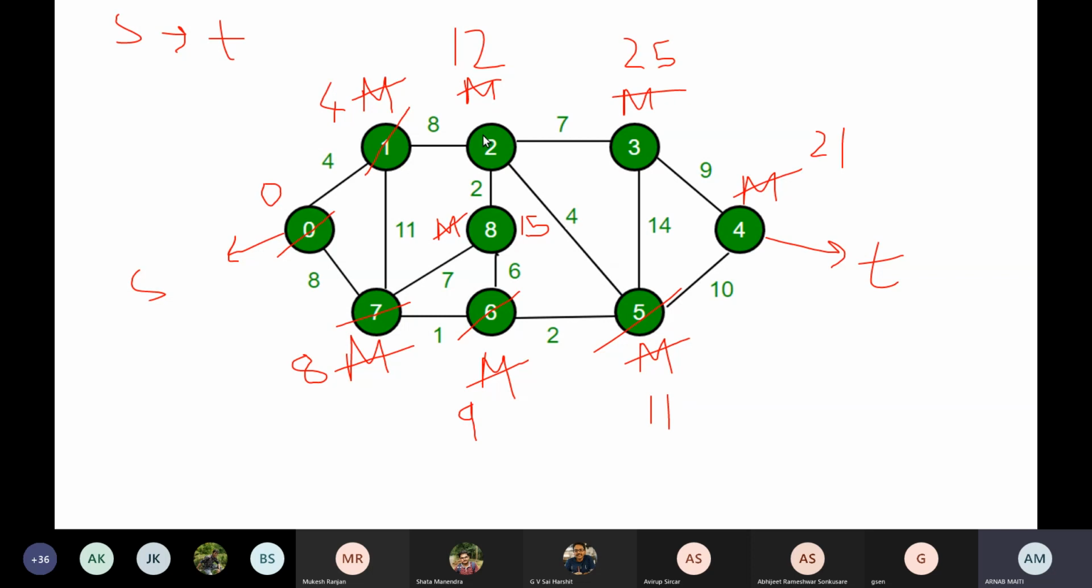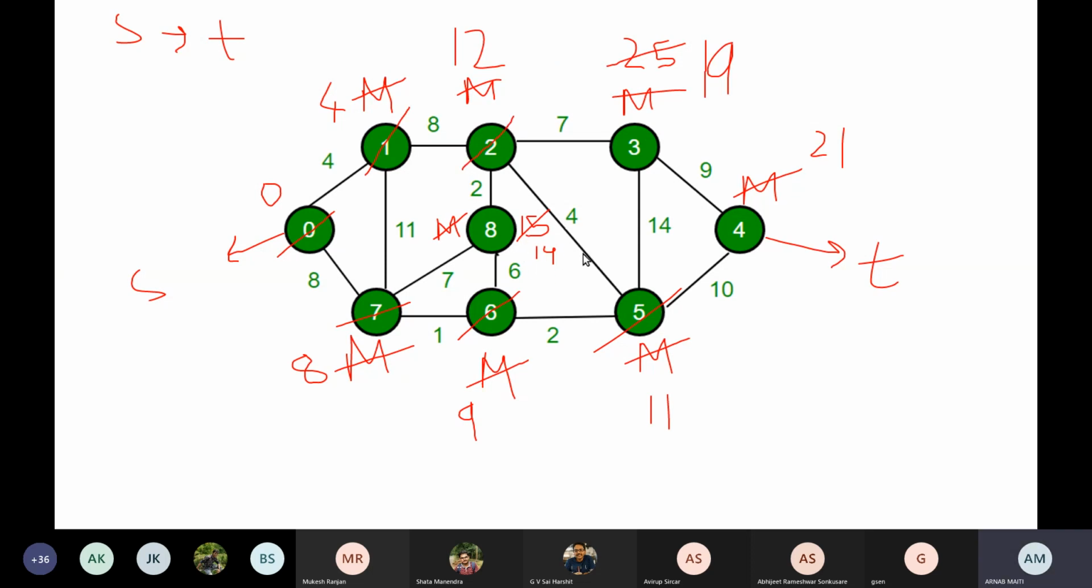Then we'll come to 12 because it's the next smallest number. You see 12 plus 2 here is 14, which is smaller than 15. So we'll strike this out and write 14 here. Similarly, 12 plus 7 is 19, which is smaller than 25. So we'll strike 25 out and write 19 here. We have explored all its neighbors which were not struck out. So we are done, and we'll strike out 2 here.